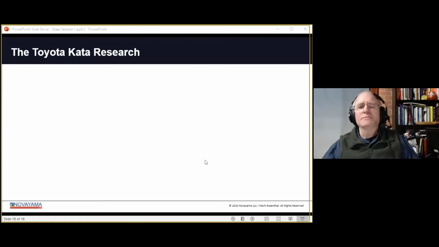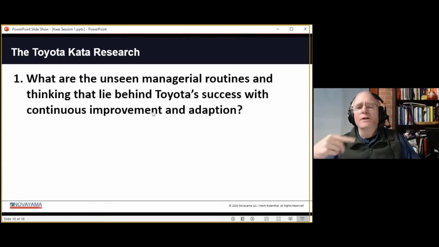First was, out of his research, what are the unseen managerial routines and thinking that lie behind Toyota's success with continuous improvement? So we know what the tools are. We know what standard work is. We know what 5S is. We know all of that stuff. But there's routines in the way they interact with each other, which are invisible to us if you're taking the factory tour or even spending time there. So what exactly is going on in these conversations? What's the underlying structure in these conversations?